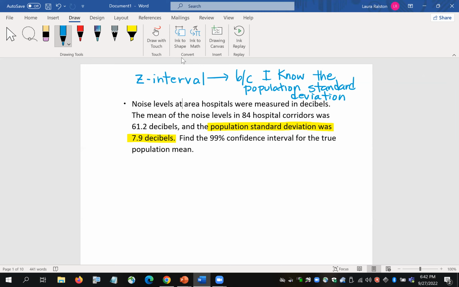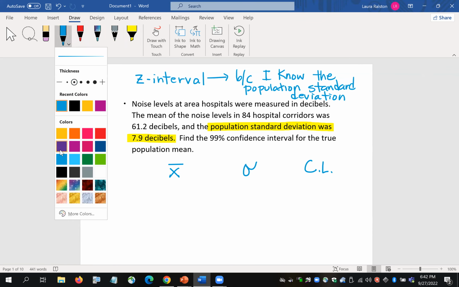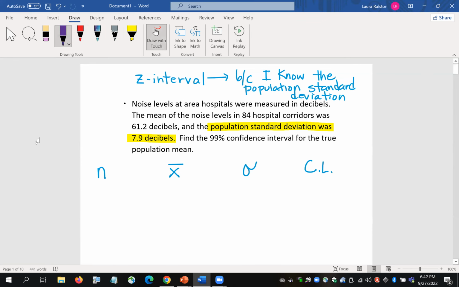And so if I'm doing a Z interval, Ms. Ralston said I needed 4 things. I need the sample size, I need the sample mean, I need the population standard deviation, and I need the confidence level. And again, all 4 of those things are clearly identified in the problem. I've already indicated the population standard deviation is 7.9. I have that highlighted in yellow.